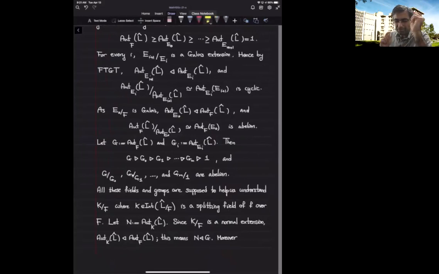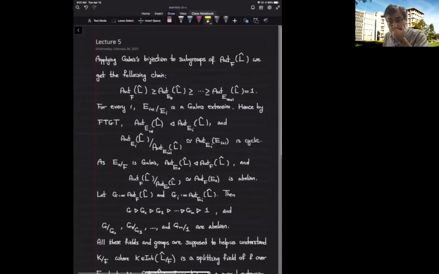And more importantly, what does it tell me about the group of symmetries of a splitting field of the polynomial f that we started with? But let's start with the group of automorphisms of L hat.